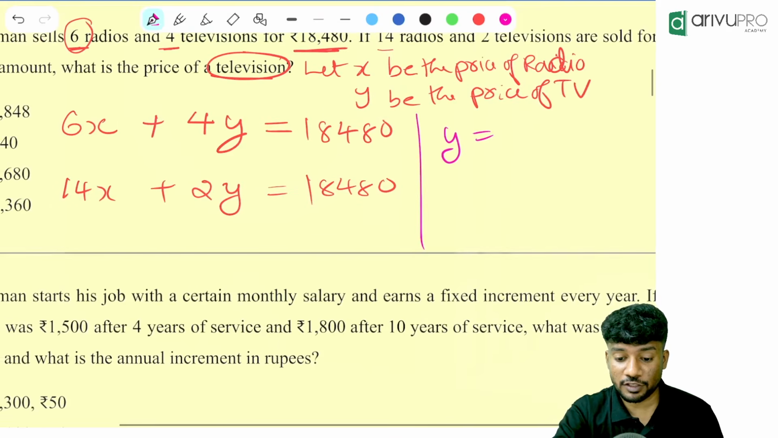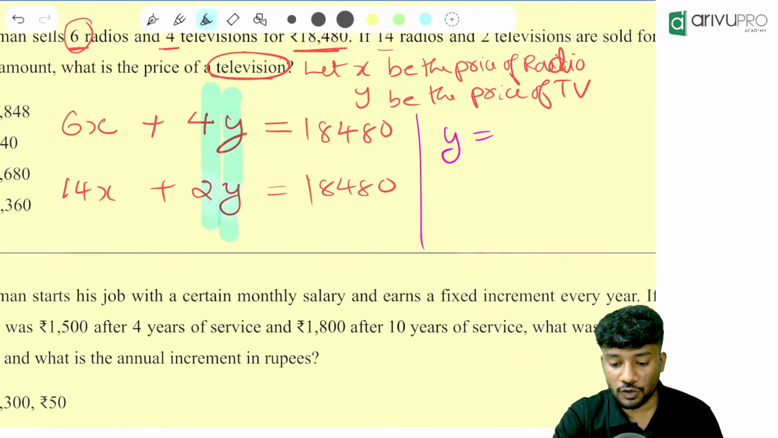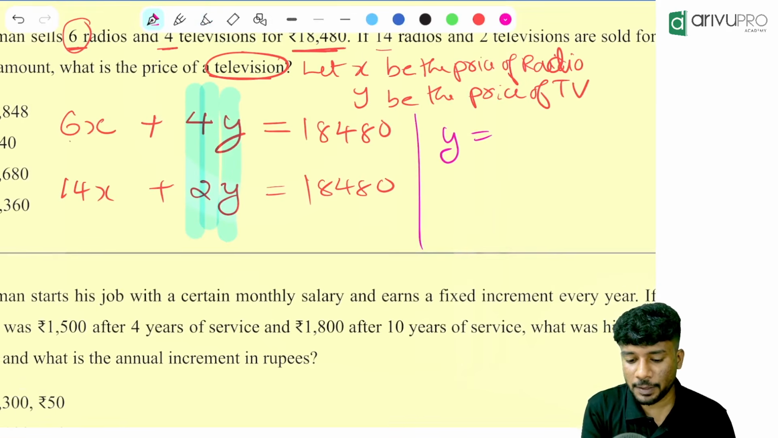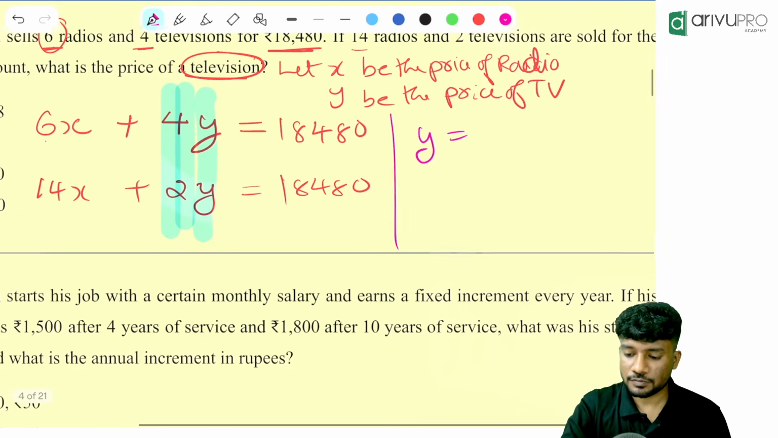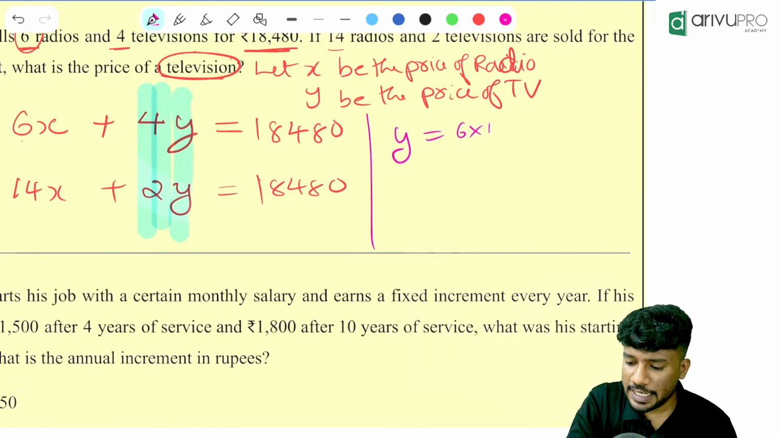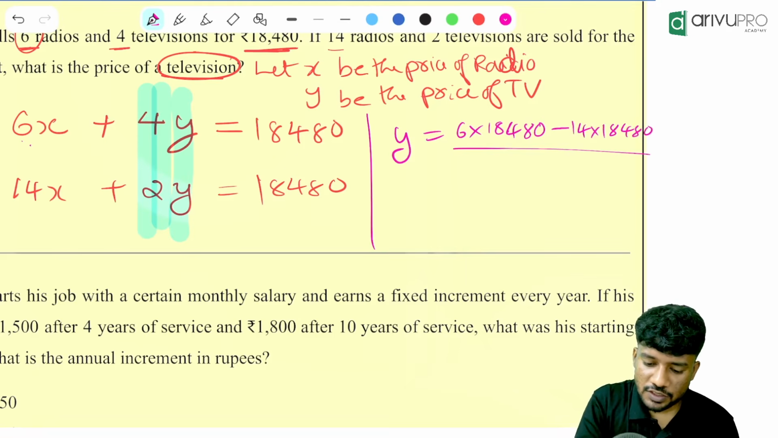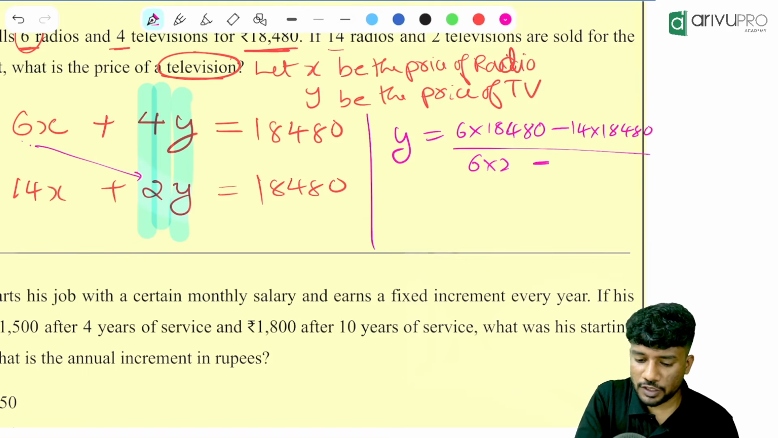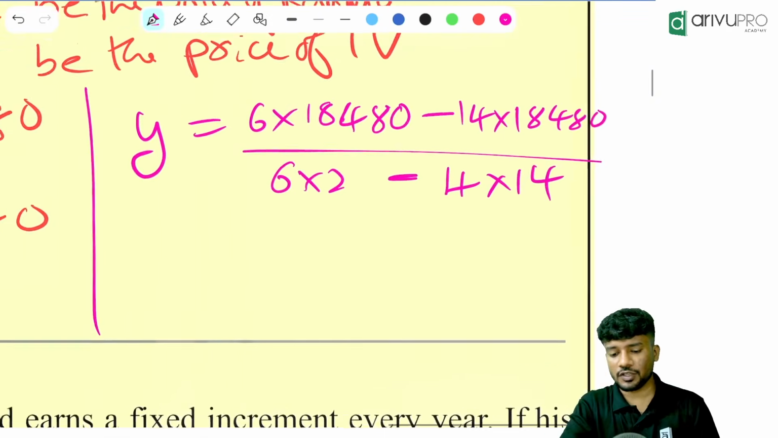How to find the value of y? First of all, in order to find the value of y, you will ignore y. Then from up to down, 6 into 18,480 minus 14 into 18,480, divided by 6 into 2, that is 12, minus 4 into 14. Get me the answer using your calculator.